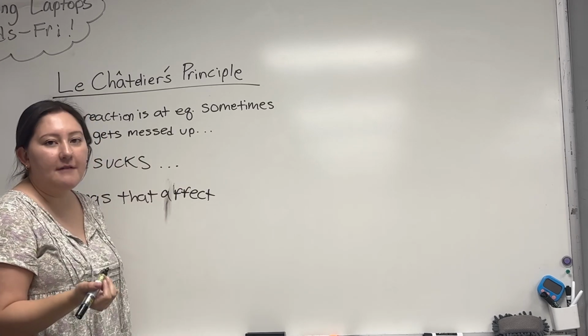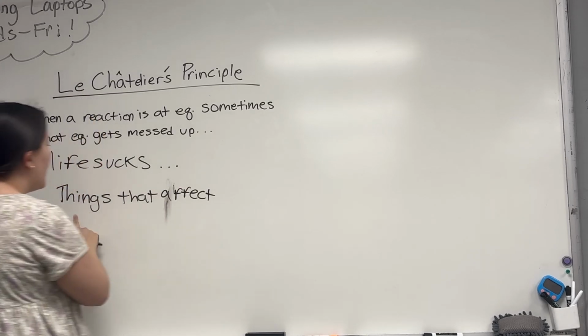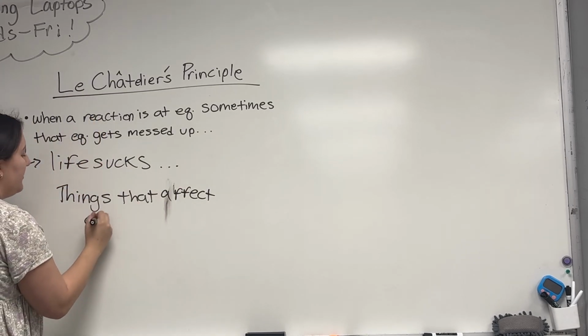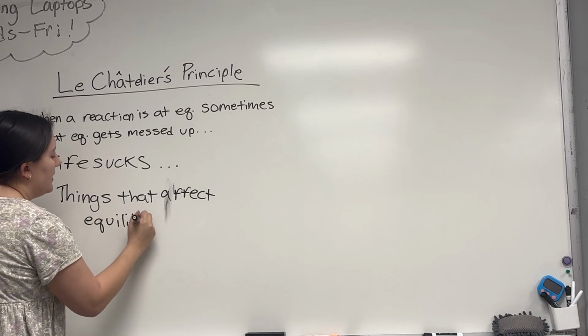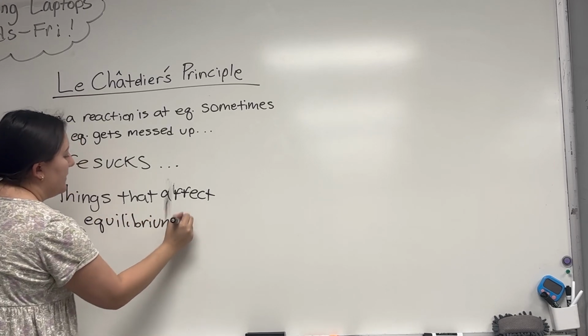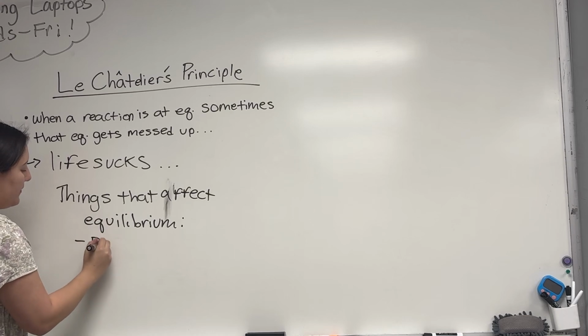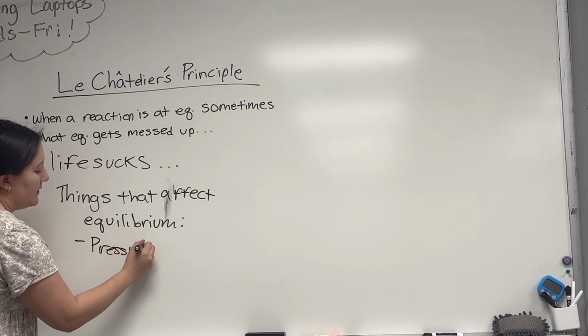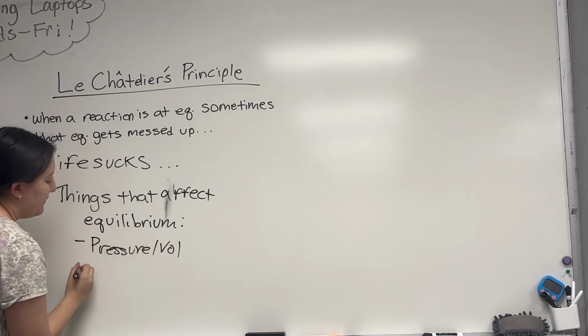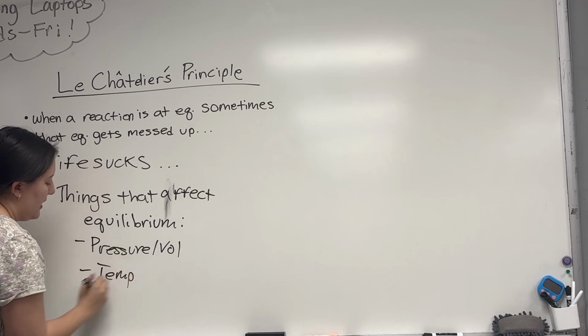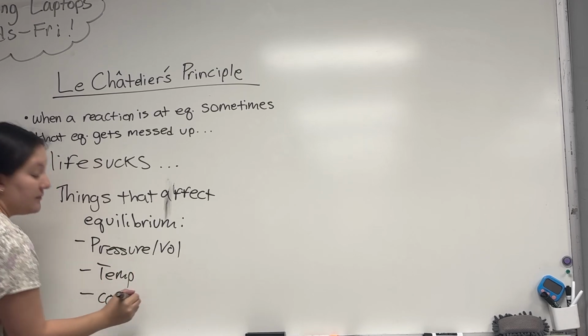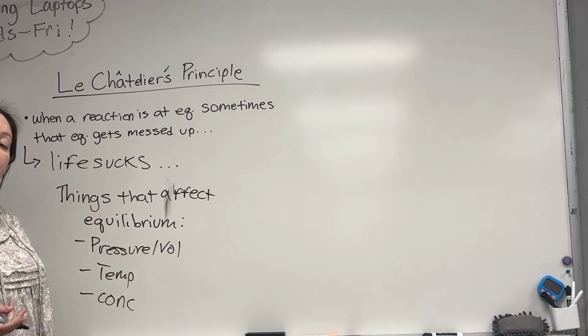I still have to think about effect and affect every single time I write it. Things that affect equilibrium. Okay, pressure and volume, temperature, concentration, so meaning, we change the actual concentration of something.